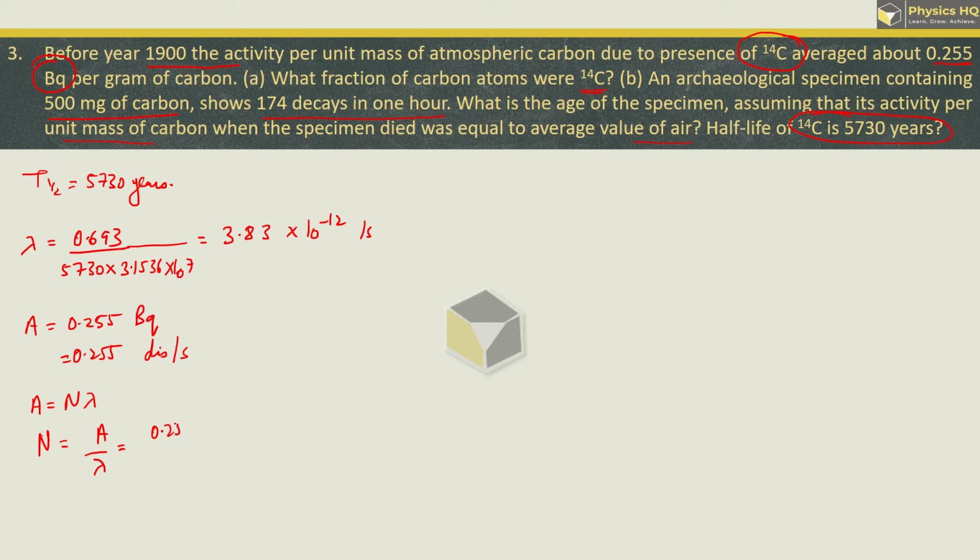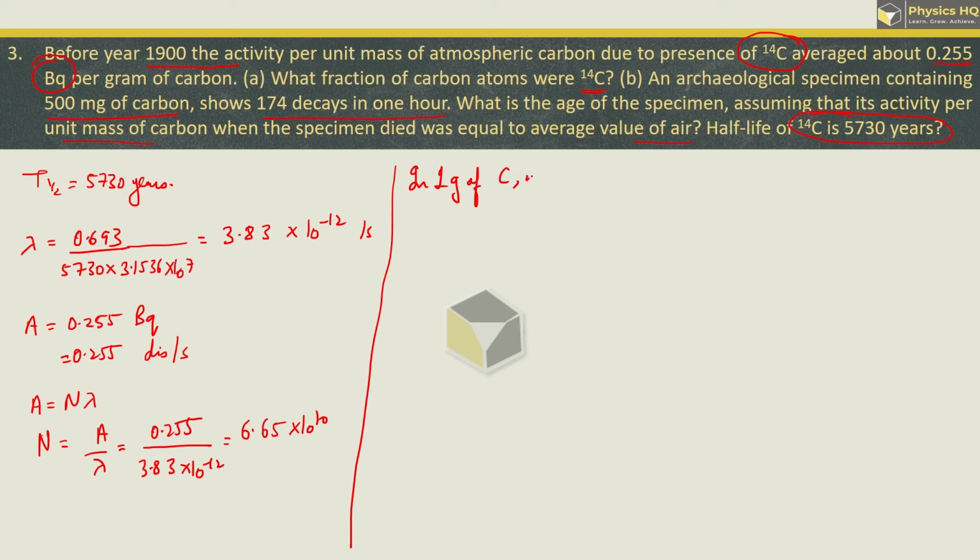So this is 0.255 divided by 3.83 into 10 raised to minus 12. This comes out somewhere around 6.65 into 10 raised to 10. So these are the number of atoms which are present. Now, the number of atoms present in 1 gram of carbon. In 1 gram of carbon, for the number of atoms, we will have 6.023 into 10 raised to 23 divided by the mass of carbon, which is 12.